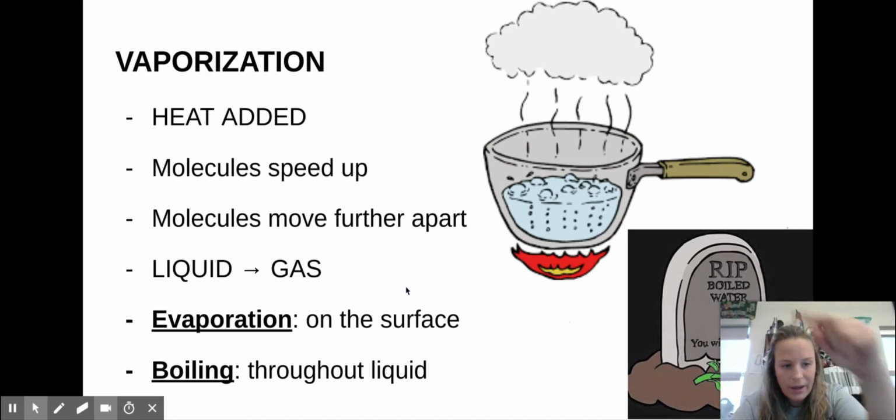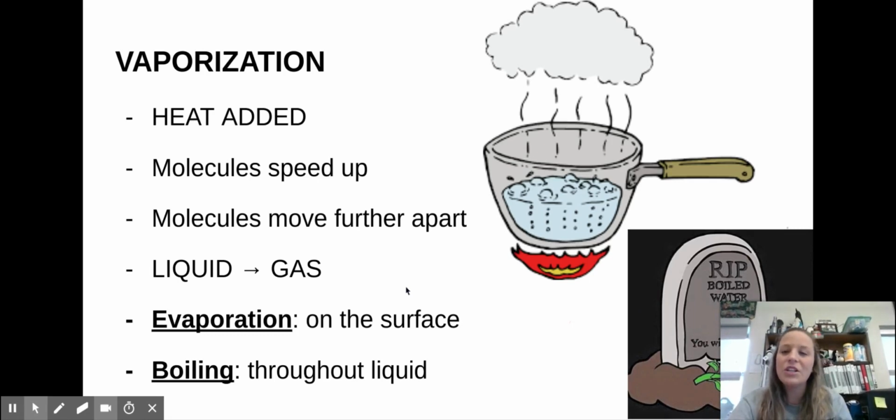You also have this joke right here that my head is covering up. It says, "R.I.P. boiled water. You will be mist." Because it's mist now, it's vapor. So funny. You should probably fake laugh anyway.